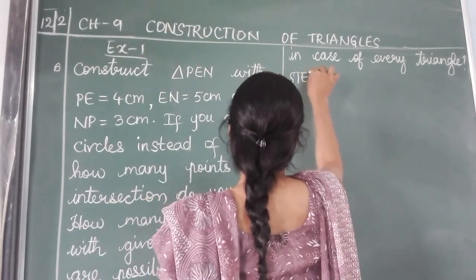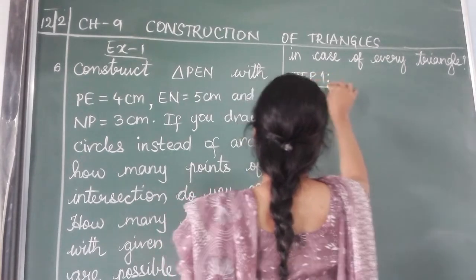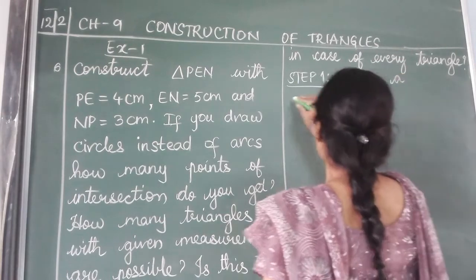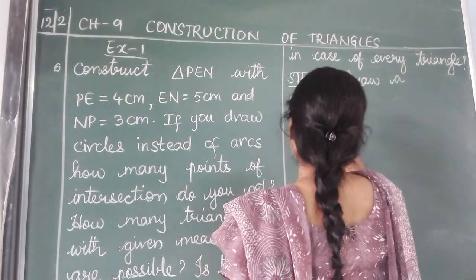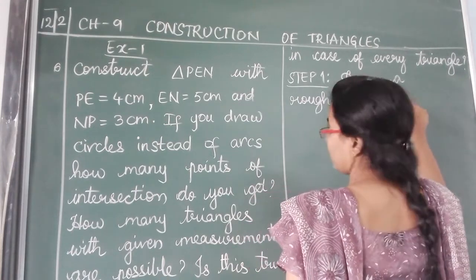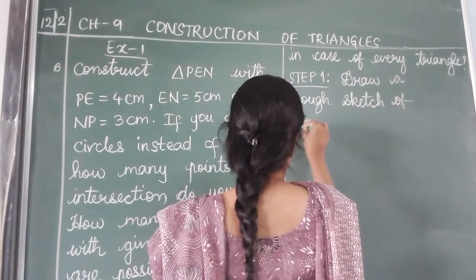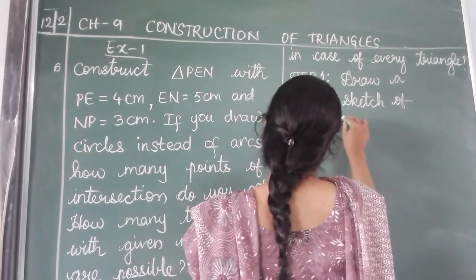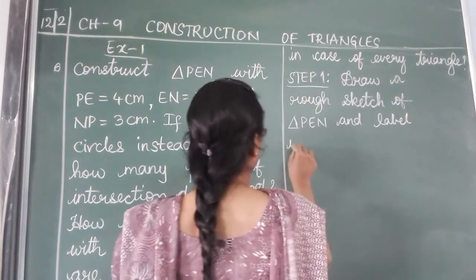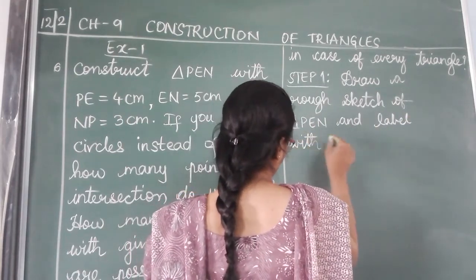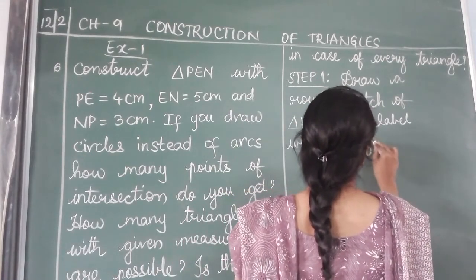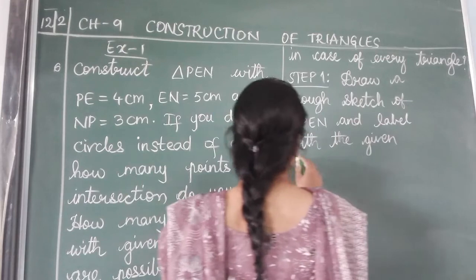Step 1. Let's write step 1. Draw a rough sketch of triangle PEN and label with the given measurements.